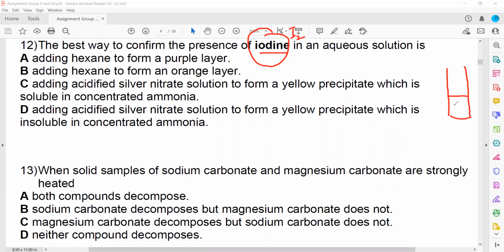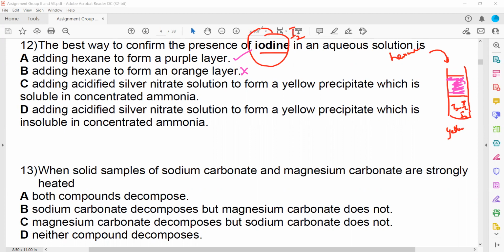Basically, what happens is the iodine is in aqueous solution, like the iodine is mixed in water. If it is low concentration, it will be yellow. But when we add hexane here, which is an organic solvent, what happens? This will turn purple, so this will form a purple layer. So adding hexane to form a purple layer, that's right. Adding hexane to form an orange layer, it does not form an orange layer. It forms a purple or pink.